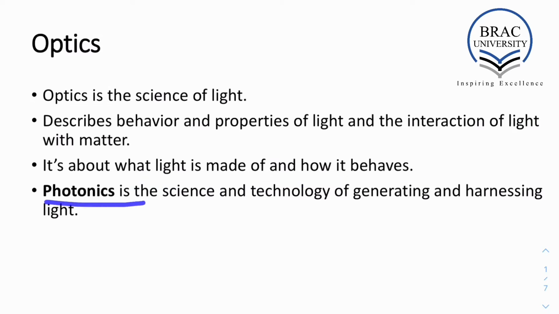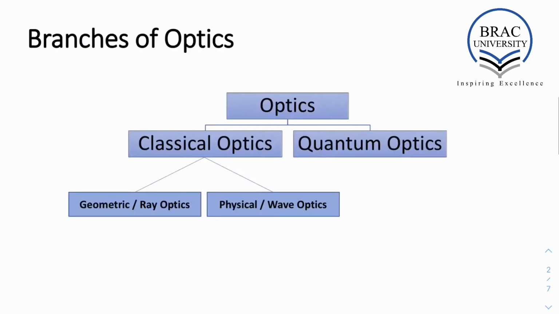A related branch of optics is photonics, which is the technology of creating and using light. Now, we can classify optics into two major branches: classical optics and quantum optics. Classical optics is mainly based on the electromagnetic theory of light, whereas in quantum optics, we consider light to be photons, which have both wave-like and particle-like properties.